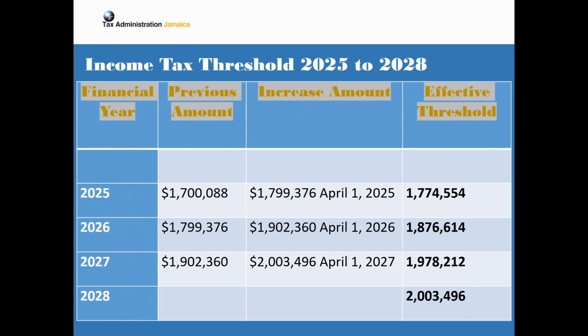And when we reach 2026, we have another increase in April. But for 2026, the effective threshold again would be $1,876,614, and then 2027, and you look at the effective threshold. So make sure you take a picture of this. Going once, going twice, and we move to the next slide.